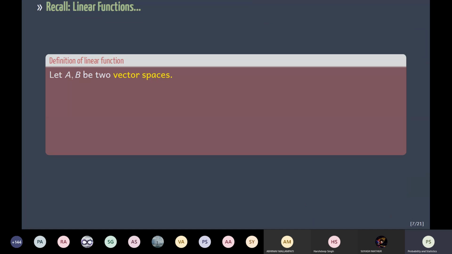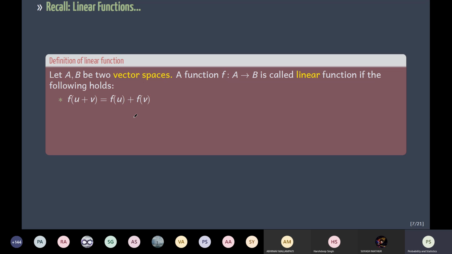Okay, so now I would like to derive some properties of expectation, and it turns out that expectation is a linear function. So I would like to recall linearity. Okay, what are linear functions? Let A and B be two vector spaces. A function f from A to B is called a linear function if the following holds: f of u plus v is f of u plus f of v, where u and v are vectors in A, and f of c times u is c times f of u, where c is a scalar. Okay, so I guess you remember these two conditions for linearity.